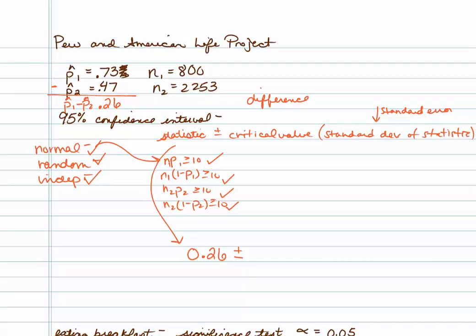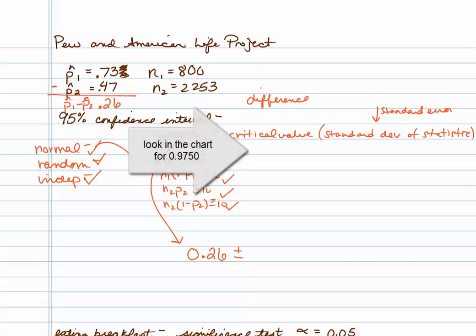So 95% confidence interval. Critical value is going to be your Z when you're dealing with proportions. For a mean, it's your T. So for this one, this is our Z value. 95%. So you might need the chart. What's our critical value? 1.96 is our critical value for that one.